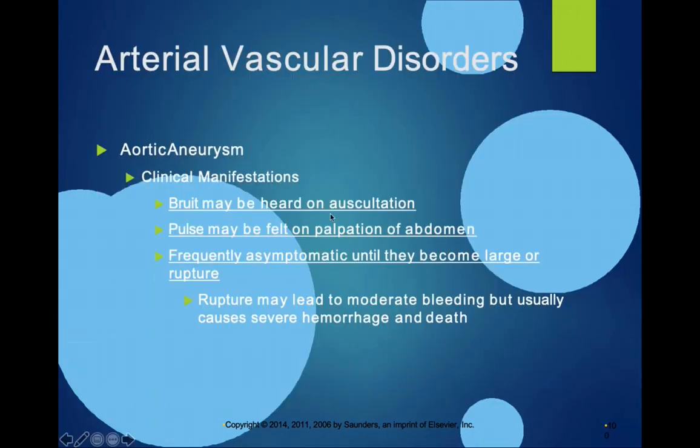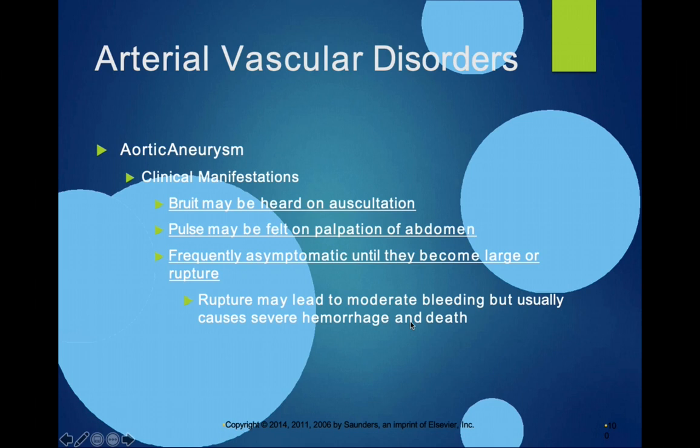Also, some of these can be heard through auscultation. I use a stethoscope all the time, listening to blood vessels and listening for bruits. Also looking for or feeling for pulses. Sometimes you can see the abdomen just pulsing away, or you can see the neck pulsing away. Frequently they're asymptomatic until they become large or they rupture. And the rupture may lead to a moderate bleed and can cause severe hemorrhaging and result in death.